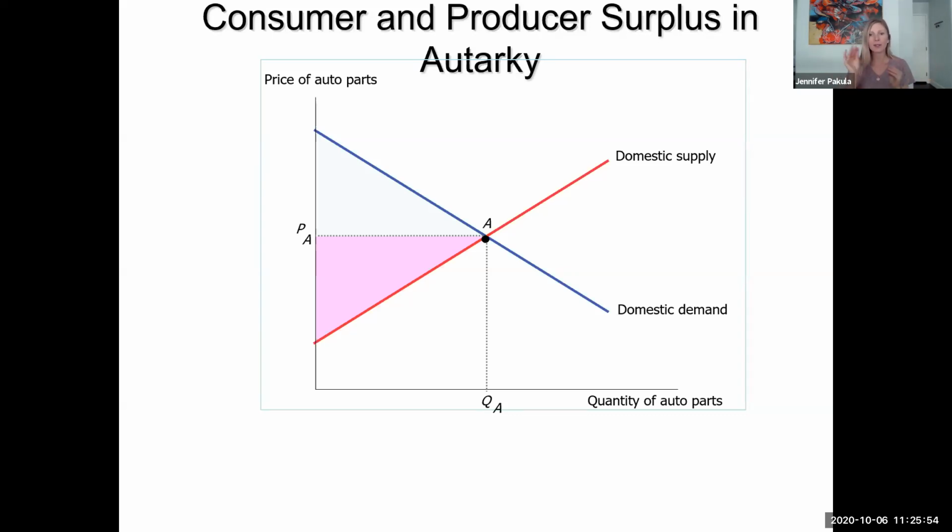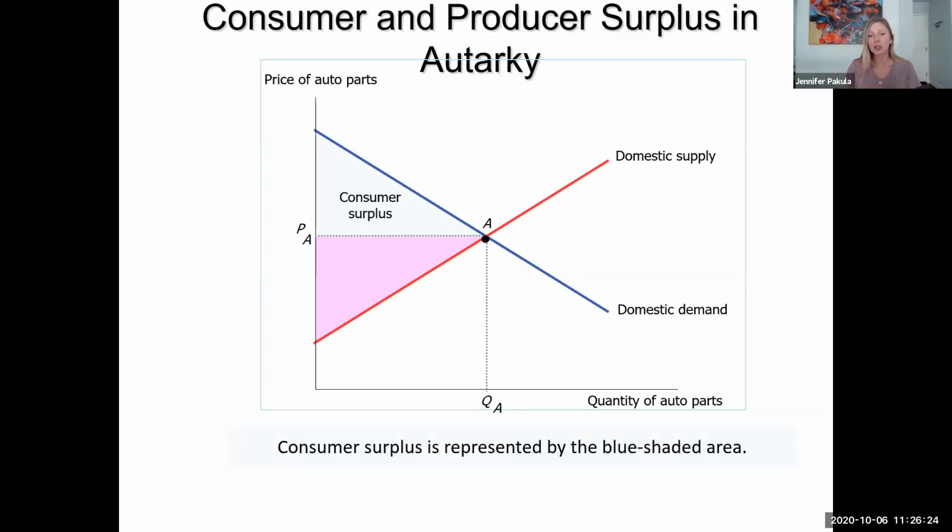We have our upward sloping supply curve, that positive relationship between price and quantity supplied, referred to as the law of supply. We have equilibrium labeled with point A for autarky when we're not trading. And then we have PA for our price with autarky and QA our quantity, both equilibrium price and equilibrium quantity. You can see here that we have a blue shaded and a pink shaded area.